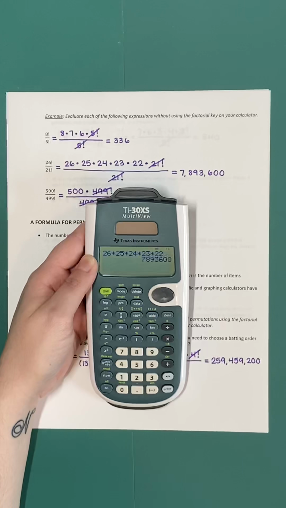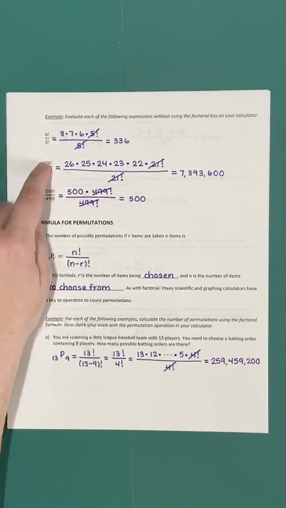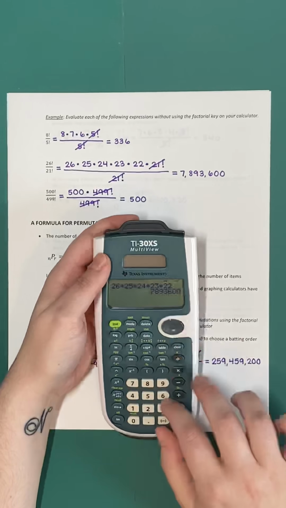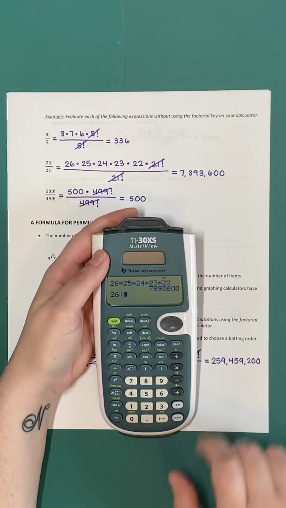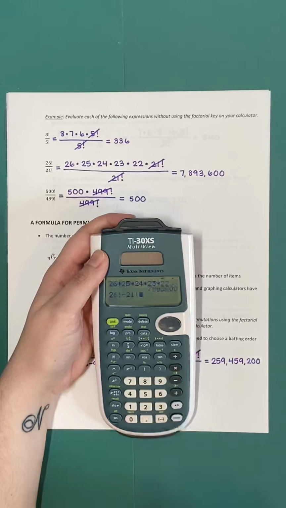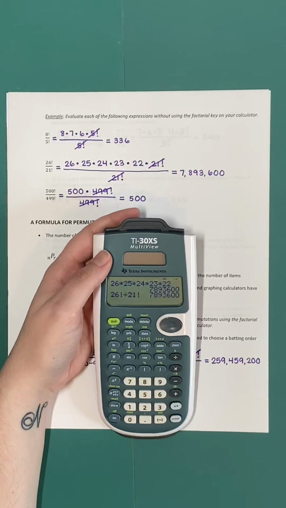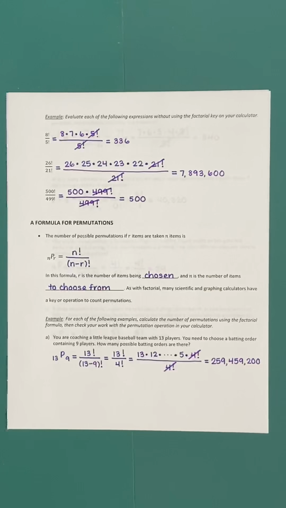7,893,600. Now let's confirm that that is correct. In other words, these two things are really the same based on just using the factorial keys. So 26 factorial divided by 21 factorial. And there we go, 7,893,600. Okay, now I did say I was going to show you where this is in the graphing calculator, so let's look at that.